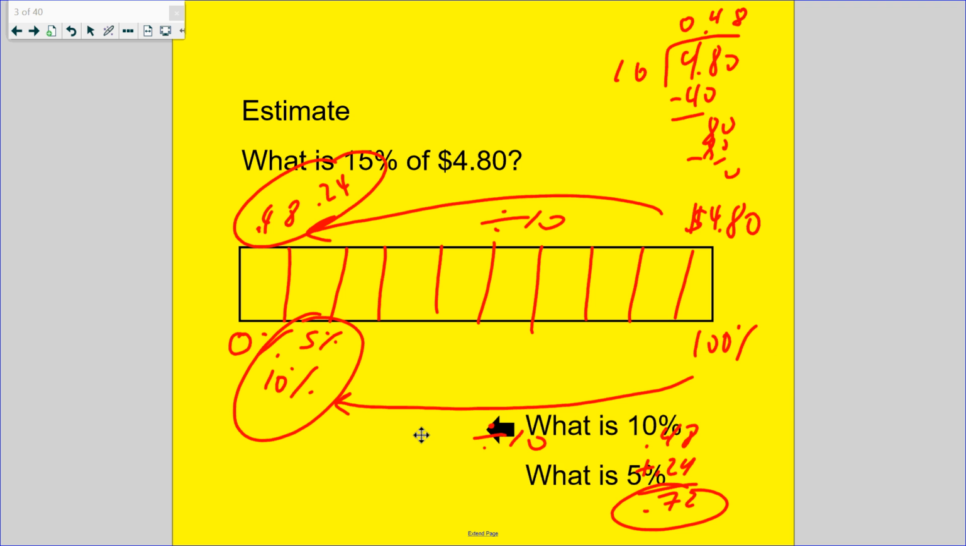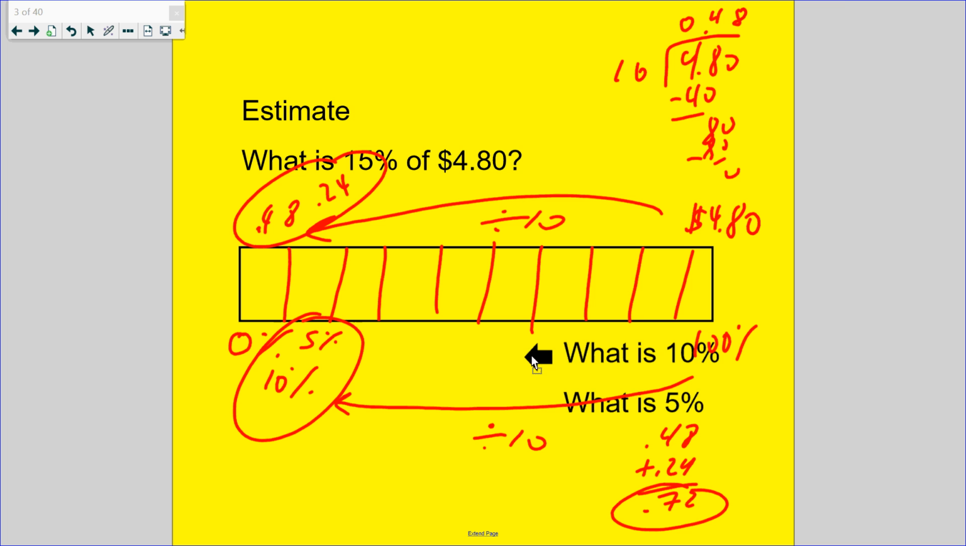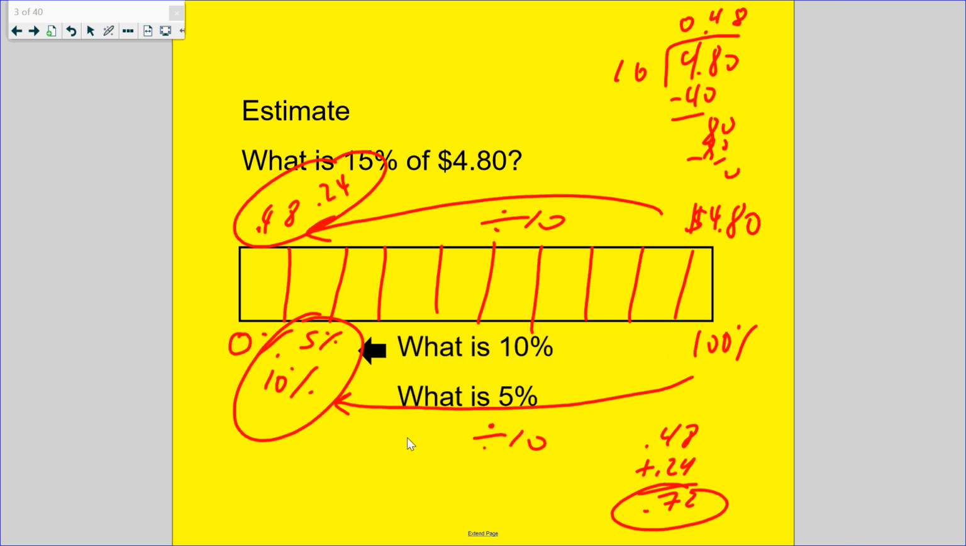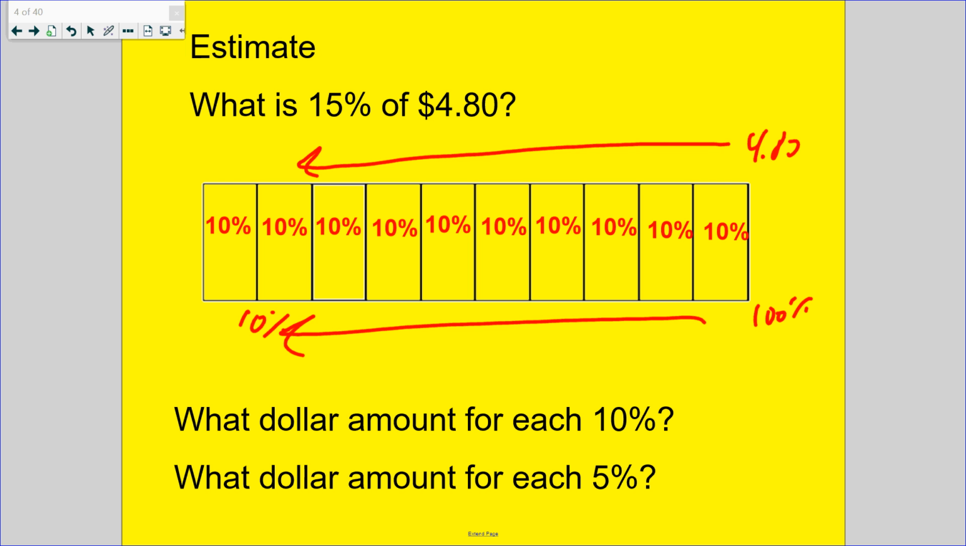So we just did 10% is 48 cents, 5% is 24 cents. So here's another way of looking at it. So you have 100%, 10%. How do you break 100% to 10%? Divide by 10. $4.80 divided by 10 is 48 cents. And we know 5% is half of 10%. So half of 10% is 24 cents. 48 plus 24 cents is 72 cents.